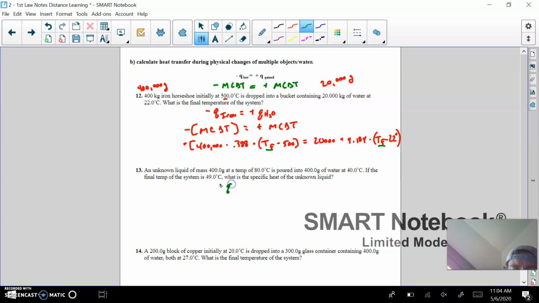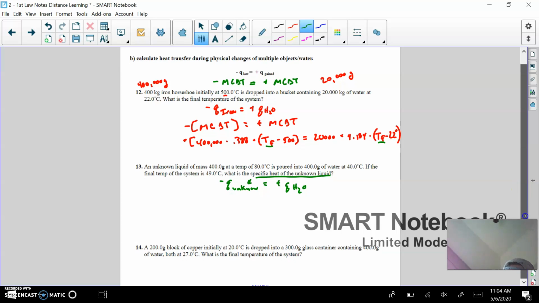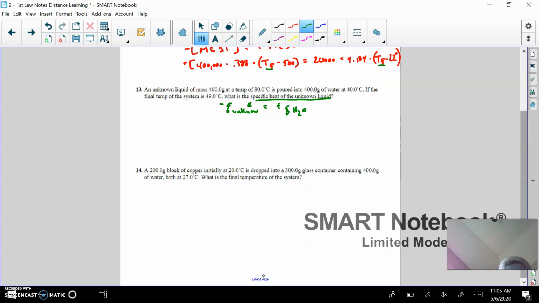Okay, so right away we know the Q unknown is the hotter item, so that's going to lose heat, and then you're going to have QH2O. Essentially what we're going to solve for is the specific heat of the unknown. You're going to solve for C, so that one's a little bit easier. Algebraically, you don't have to combine like terms.